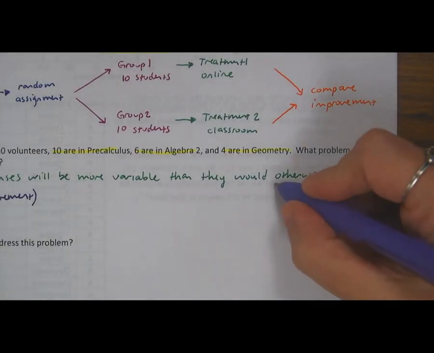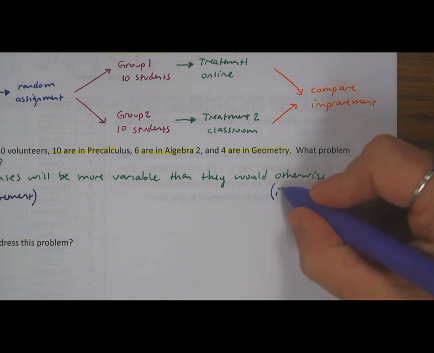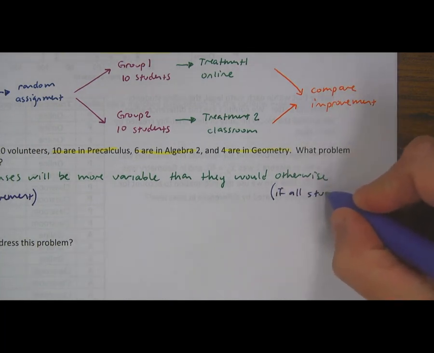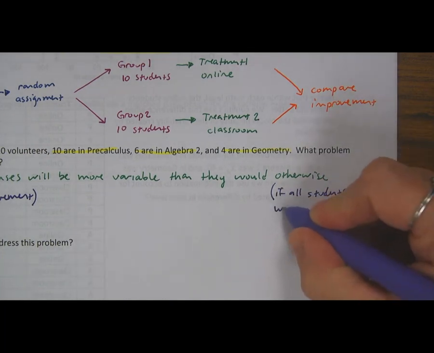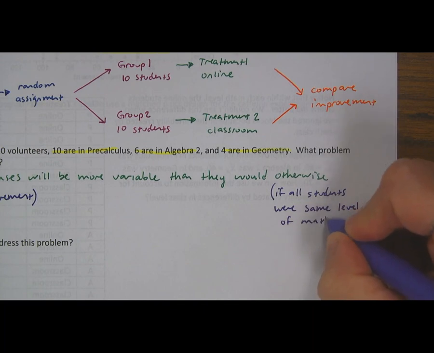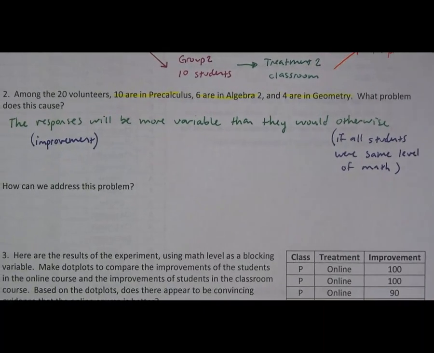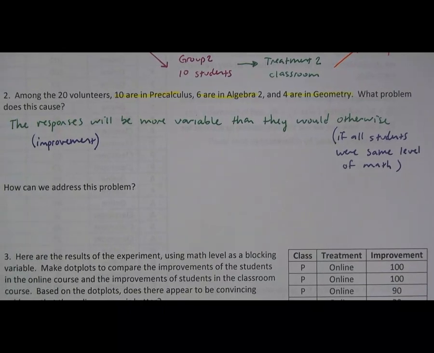Than it would be if all students were at the same level of math. That's what I mean by otherwise. If every volunteer was in pre-cal, that might give me a little bit better results. Kind of like that control that we were talking about in experiments.